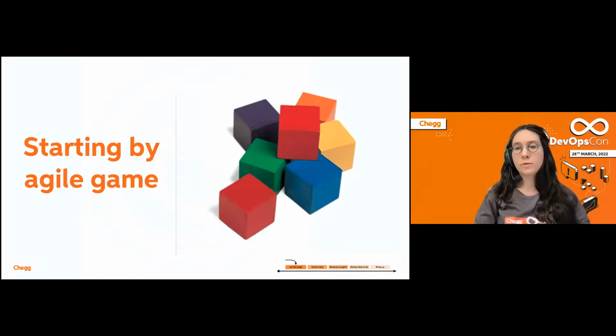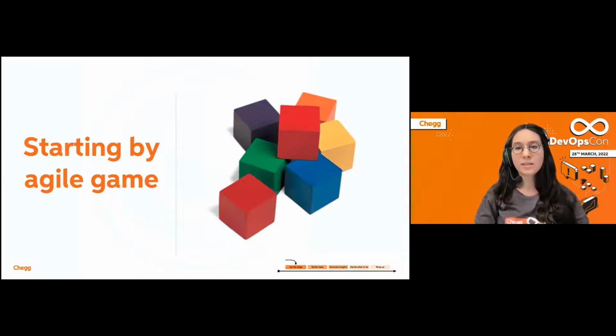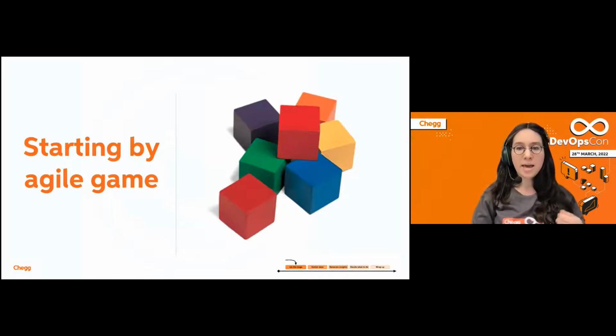Also, one of the most powerful and fun activities is games. You can start a meeting with a team building game or an agile game. A game will really improve the engagement of the team, will help to improve negotiation, decision making, confidence, and will build empathy for each other.